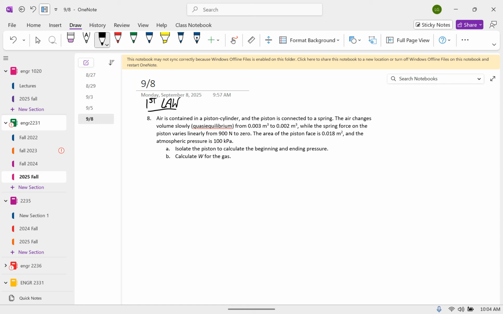So air is contained in a piston cylinder system. The piston is connected to a spring. The air changes volume slowly. What that means, this quasi-equilibrium thing, means that at every instant, you can assume that everything's in balance. So you can balance the forces at every instant. And it changes from 0.003 to 0.002.